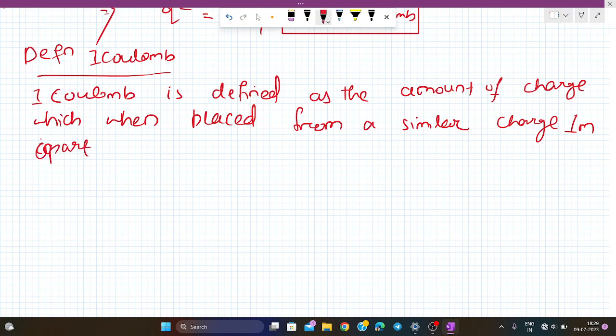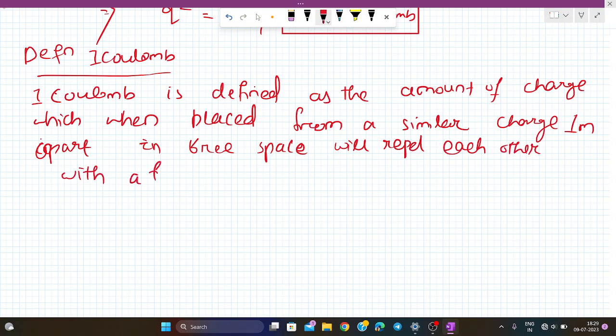1 meter apart means 1 meter distance. In 1 meter distance we have placed two similar charges apart, in free space. This one is a very important term, that is free space. Will repel each other with a force of 9 into 10 to the power 9 Newton. Is it clear to everyone? Yes, hope it will be clear.